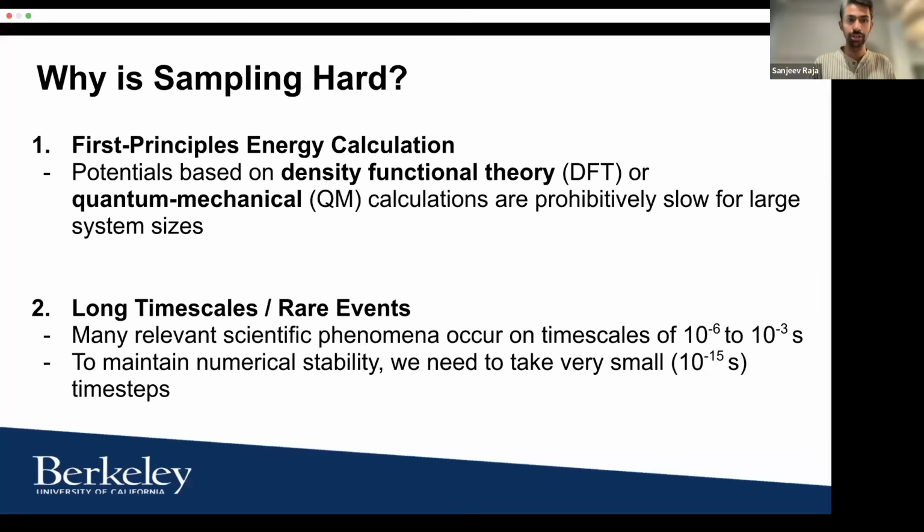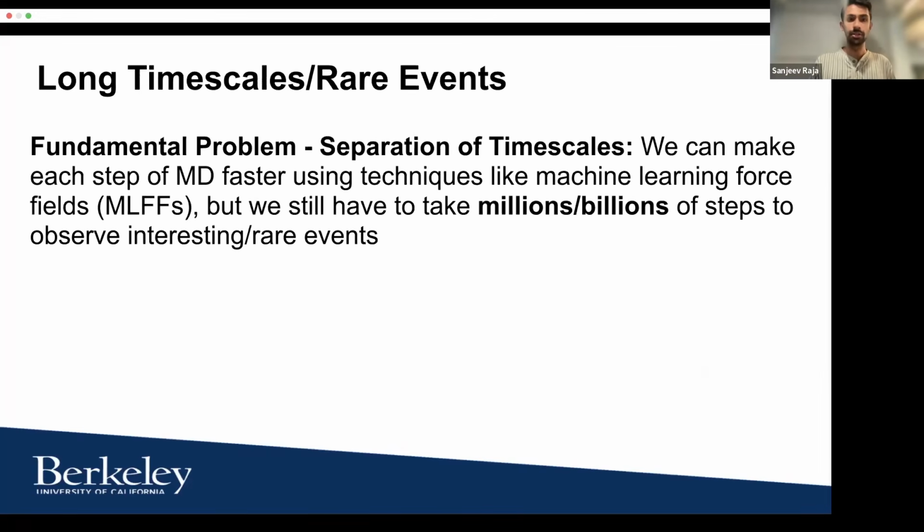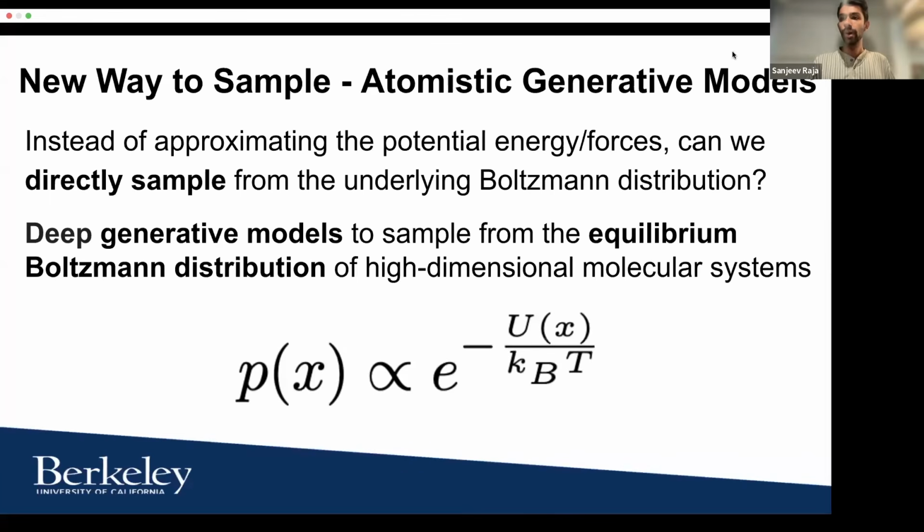And this is a very, very challenging problem that people have known about for decades. So this is nothing new that I'm saying here. So again, a fundamental challenge is that even if we could make each step of an MD simulation faster using really promising techniques like ML force fields and others, we still have to take many, many time steps to observe interesting or rare events like a protein going from an unbound to a bound state, or maybe a ligand binding to a protein or something like that. And so a new way to sample that's gained traction in recent years is based on generative modeling.